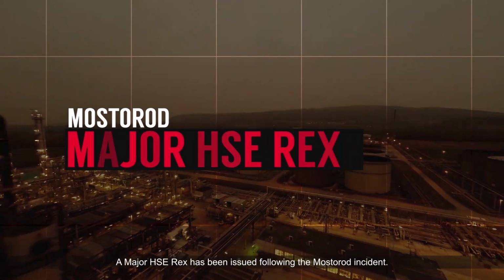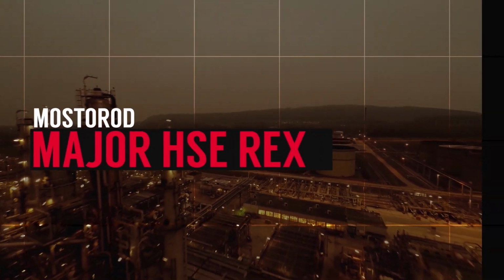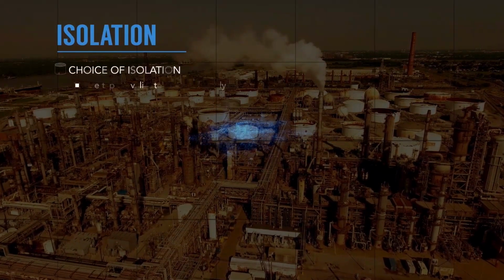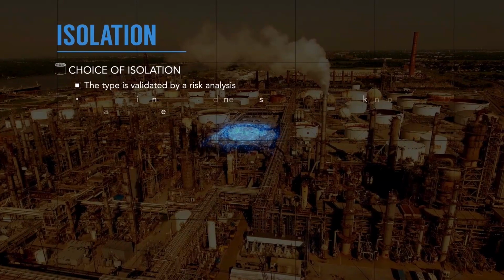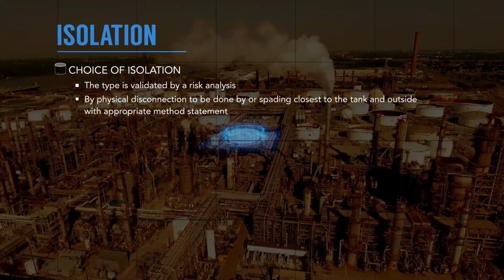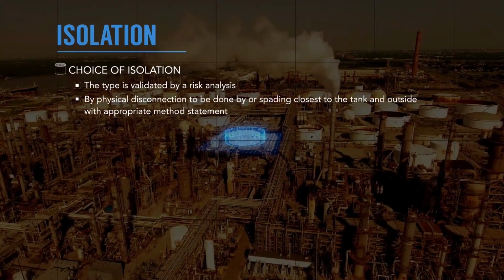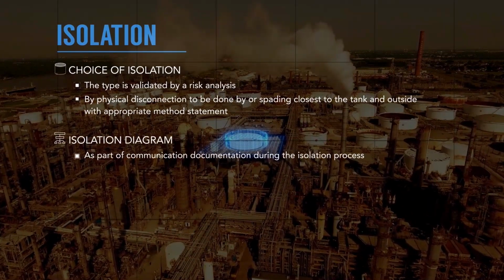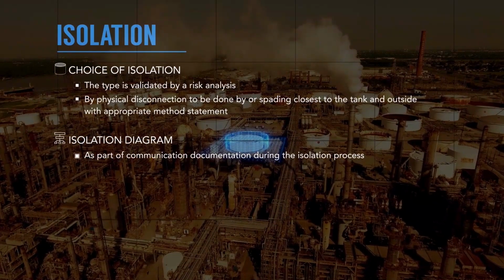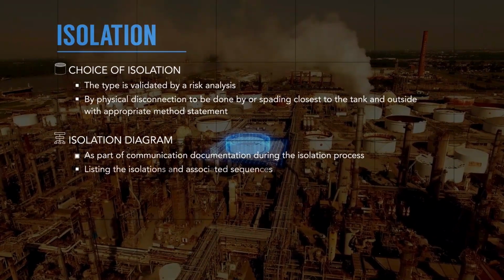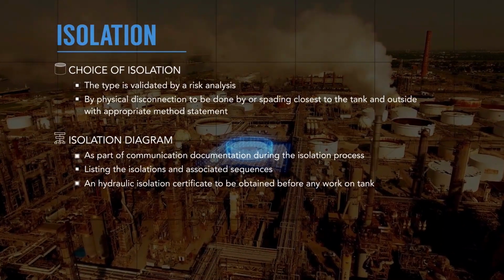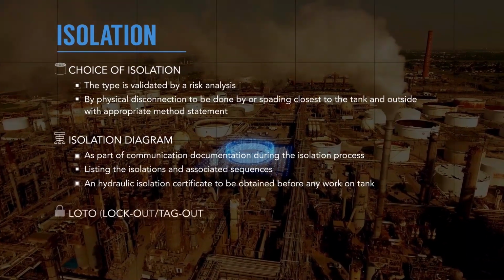A major HSC Rex has been issued following the Mosterod incident. This major HSC Rex includes isolation: the choice of isolation type is validated by a risk analysis, to be done by physical disconnection or spading closest to the tank and outside with appropriate method statement. Isolation diagram, as part of communication documentation during the isolation process, listing the isolations and associated sequences. A hydraulic isolation certificate to be obtained before any work on tank.